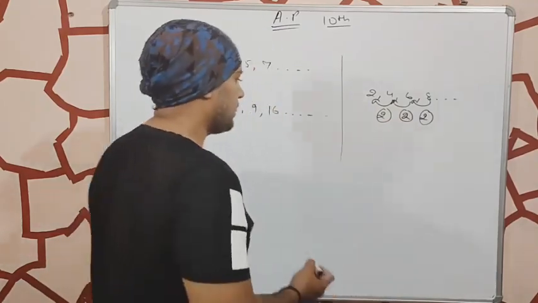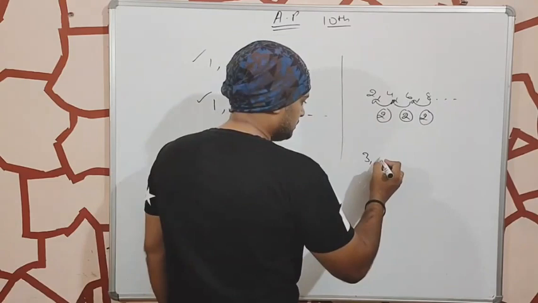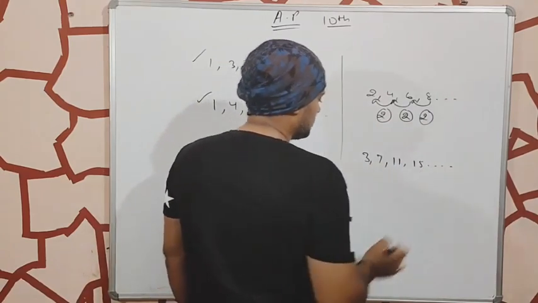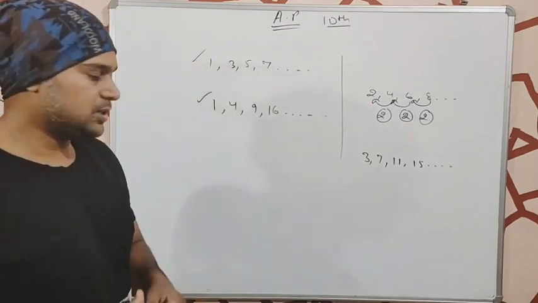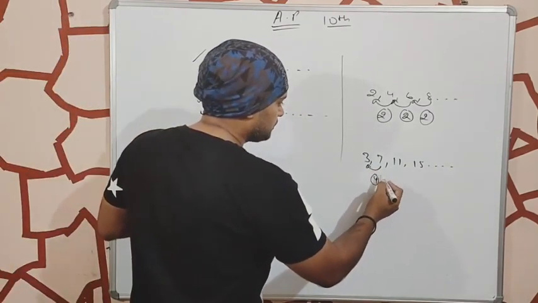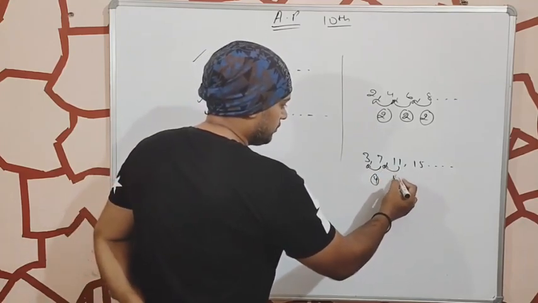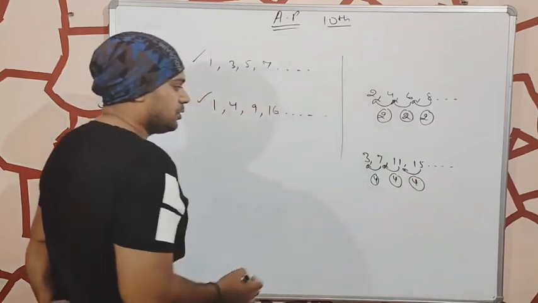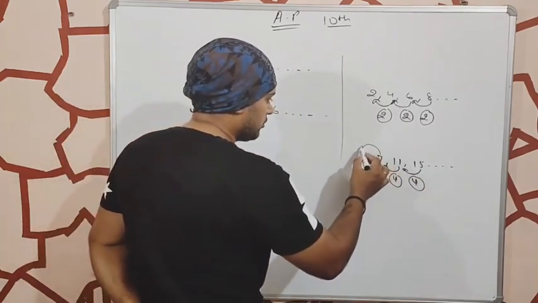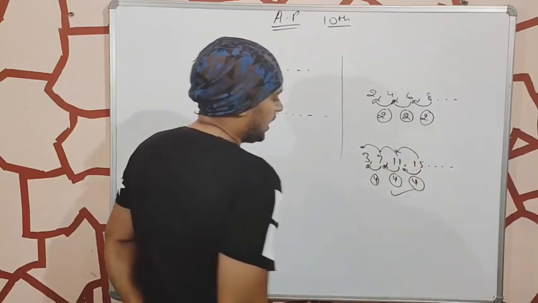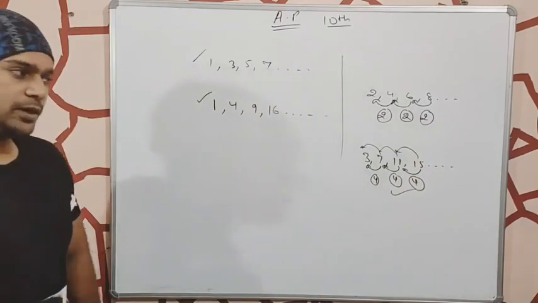You can take some other arithmetic progression, for example 3, 7, 11, 15 and so on. Let's check whether this is an arithmetic progression or not. 7 minus 3 is going to give you 4, 11 minus 7 is going to give you 4, 15 minus 11 is going to give you 4. The difference between the consecutive terms is coming the same, so therefore this is an arithmetic progression.